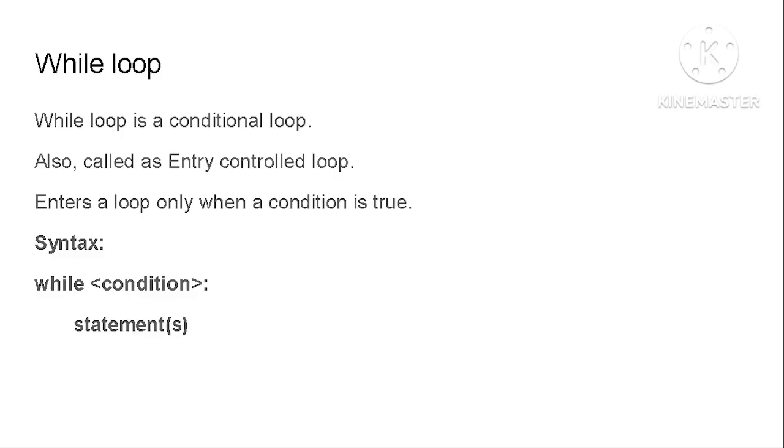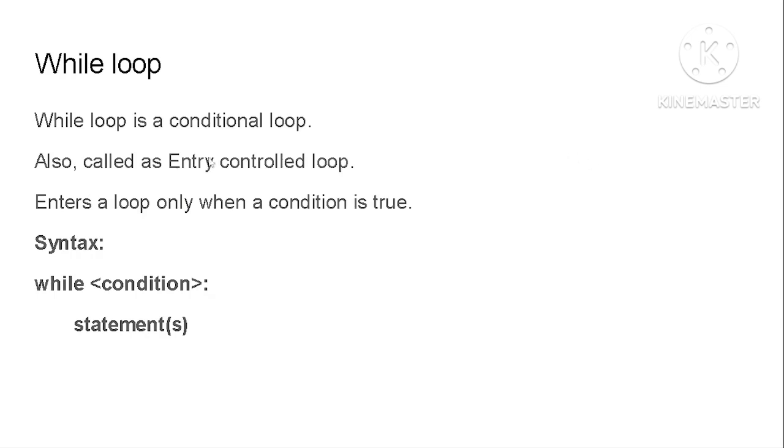While loop in Python is a conditional loop. We earlier saw about for loop. For loop is an unconditional loop, whereas while loop will require a condition to enter the loop. Only when the condition becomes true, the statements below the while loop will get executed.